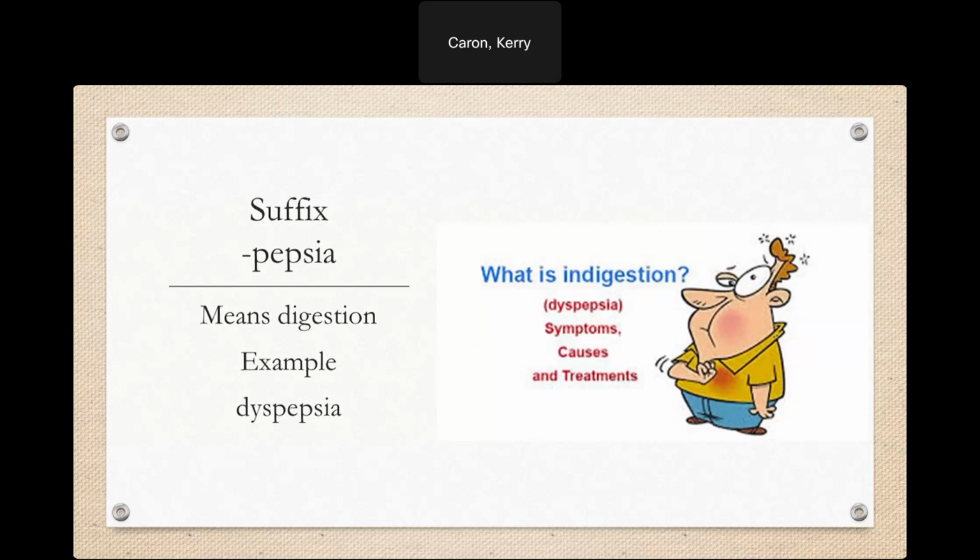Pepsia is digestion. So I think of Pepcid AC or Pepto-Bismol. That pepsia has to do with digestion. So dyspepsia is bad or difficult digestion.